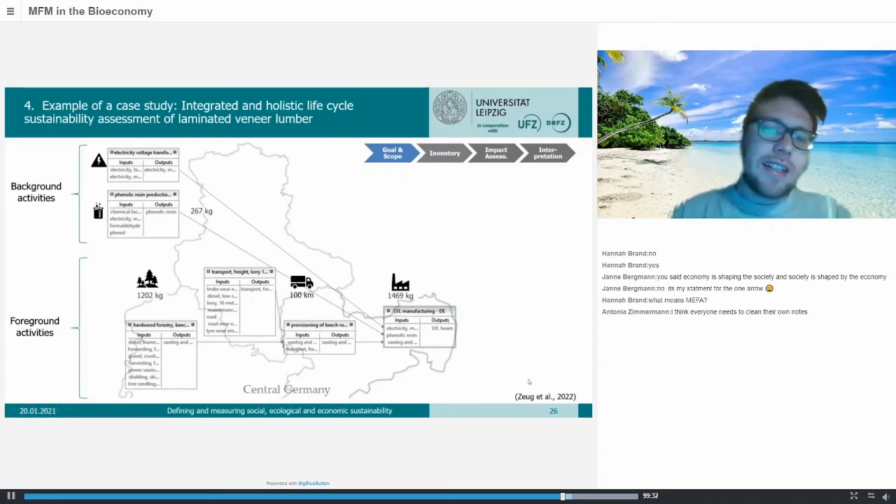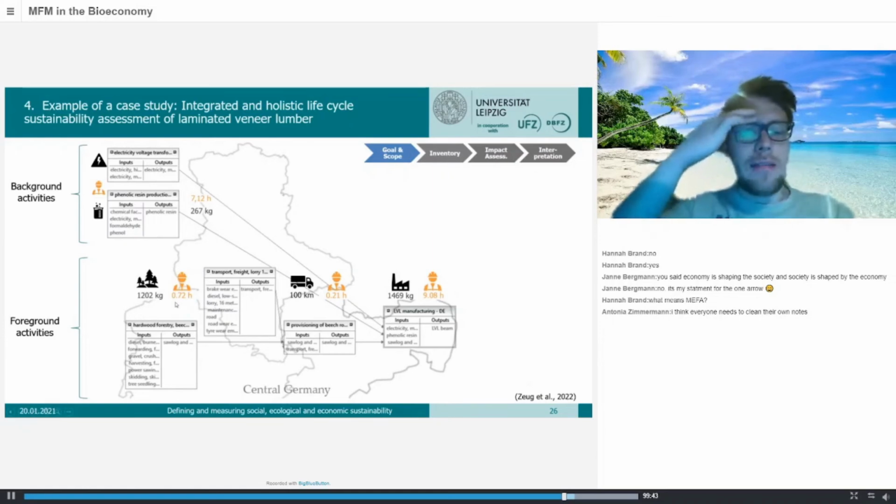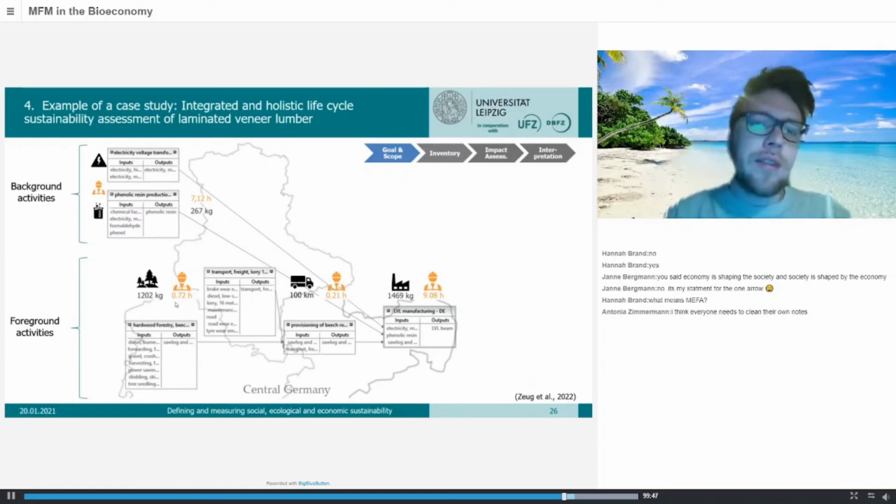So this is classically the ecological and economic LCA. But we also want to do social LCA. So we not only have to make up our mind about the social effects, but we also have to look at the working hours. For example, you can see here that we have 0.7 working hours for one laminated veneer lumber thing in the forestry. And we have a lot of working hours in the background activities as well. And at the end, we take 9.08 hours to produce one of those laminated veneer lumber bars.